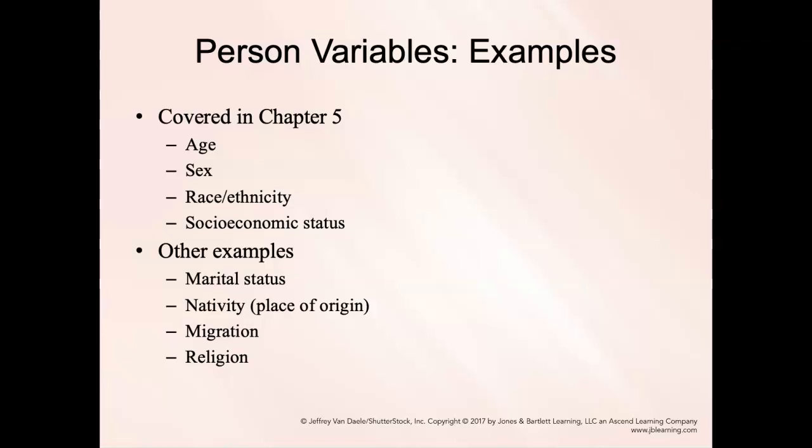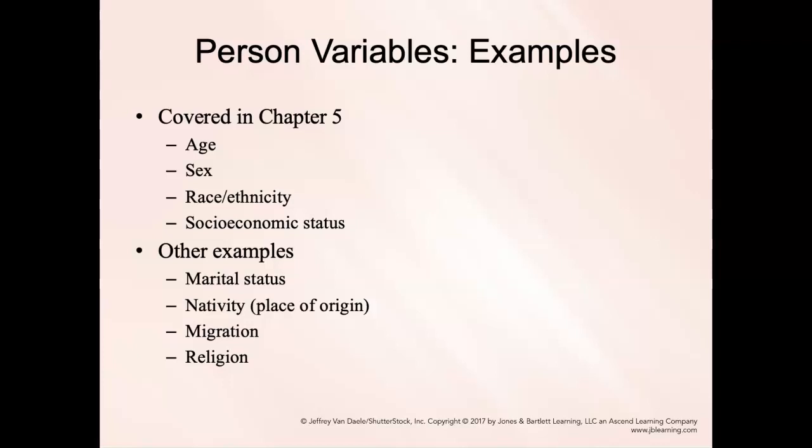As previously mentioned, descriptive epidemiological studies look at things like the who, the when, and the where. So for the who, we're thinking about person variables. Your textbook does cover in detail different person variables. So for example, it talks about age, sex, race, ethnicity, socioeconomic status.